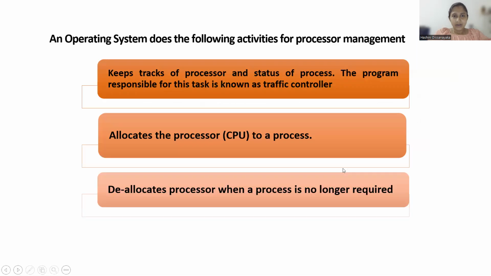Right. Okay. An operating system does the following activities for the processor management. Right, keeps track of processor and status of process. The program responsible for this task is known as traffic controller, right? Like the main memory management, under the processor management also, it's going to manage each and every process, act as the traffic controller and allocate the processor to a process.